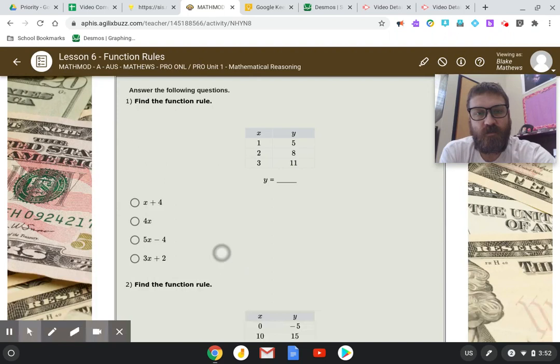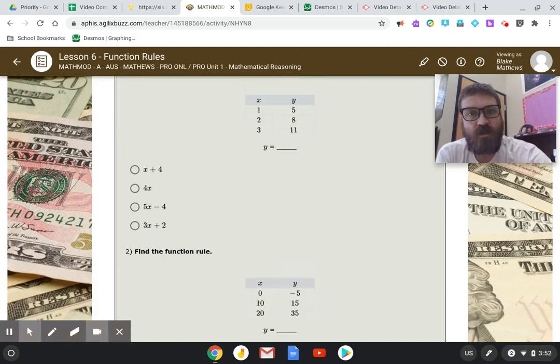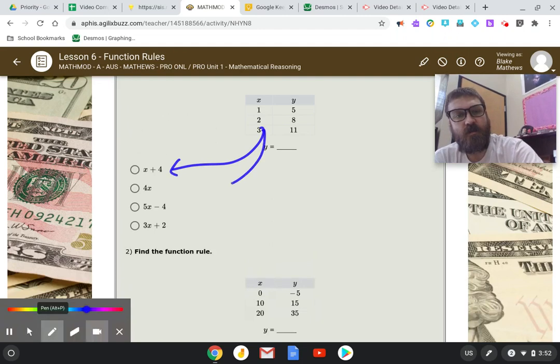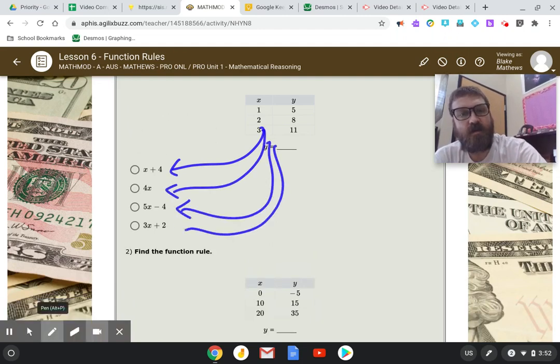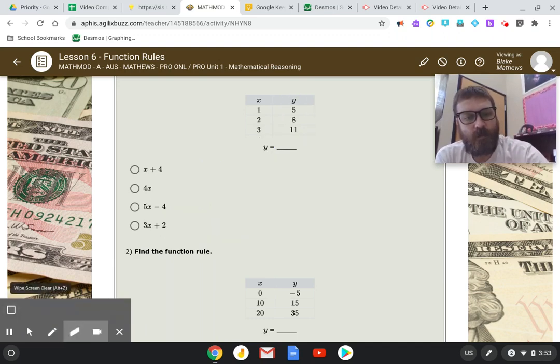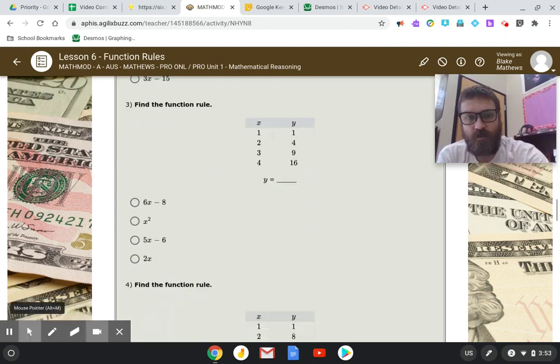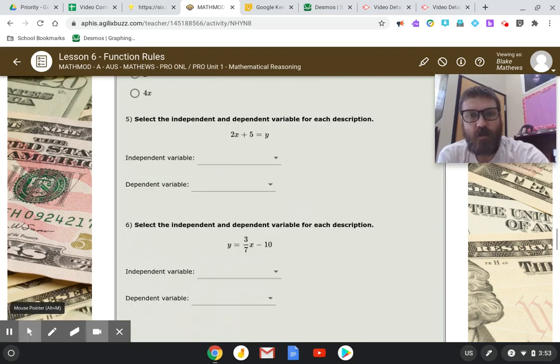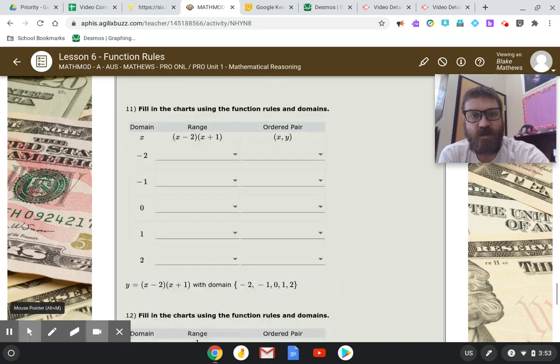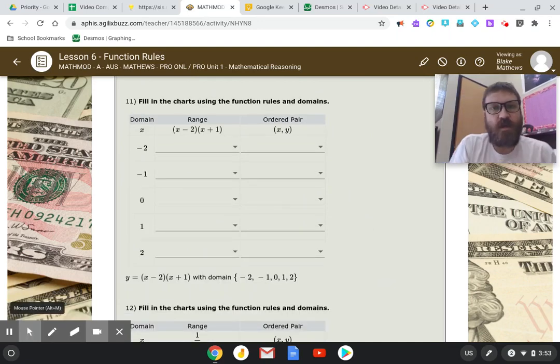And so that's what you're going to do for all of these. You're going to take the x values, you're going to put them in to each one of these until you find the one that gives you all the correct values for y. So that's what you're going to do for number 1, number 2, number 3, number 4. We've already talked about 5, 6, 7, 8, 9, and 10. And then we get to number 11. Here, they're going to give you the domain, and they're going to give you the range or the rule. And then you have to correctly work out each range value.